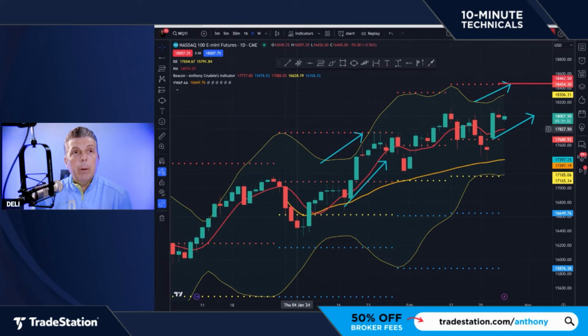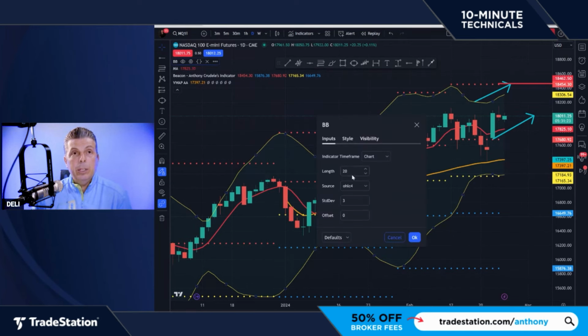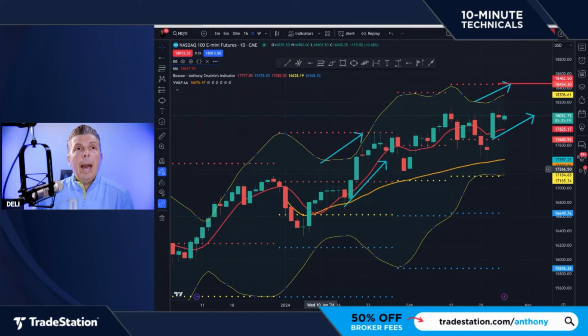First off, when you're looking at the Bollinger Bands, it's 20-period, 3 standard deviation. That is the setting here on TradingView. I'll double click on this just so you can see it. I know I get a lot of questions about this. 20-period, 3 standard deviation. And what I look at is the previous peaks as unfinished business. What do I mean by unfinished business?